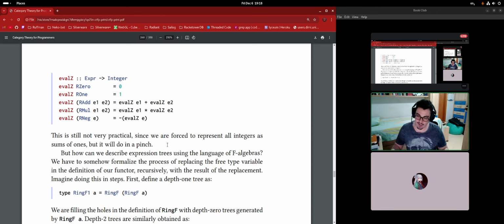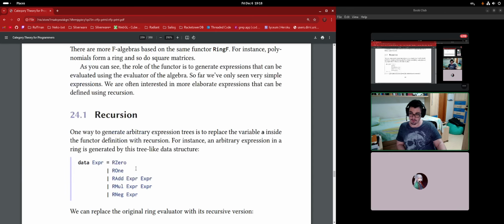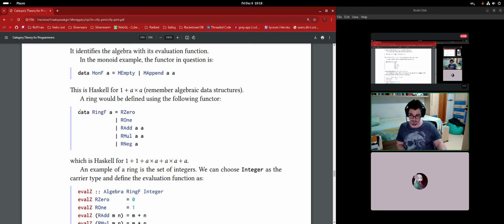But how do you describe expression trees using the language of F-algebras? We have to somehow formalize the process of replacing the free type variable in the definition of our functor recursively, with the result of the replacement. So here's an example. What are we doing? We are grabbing the original. This is a little bit unfortunate, right? But this RingF, as far as my understanding goes, is this RingF.